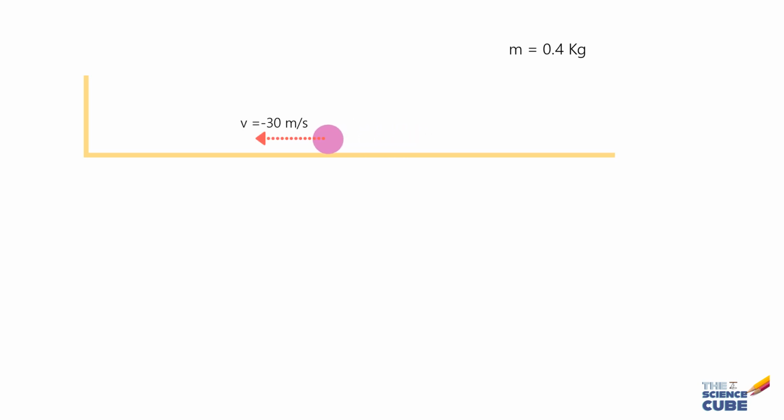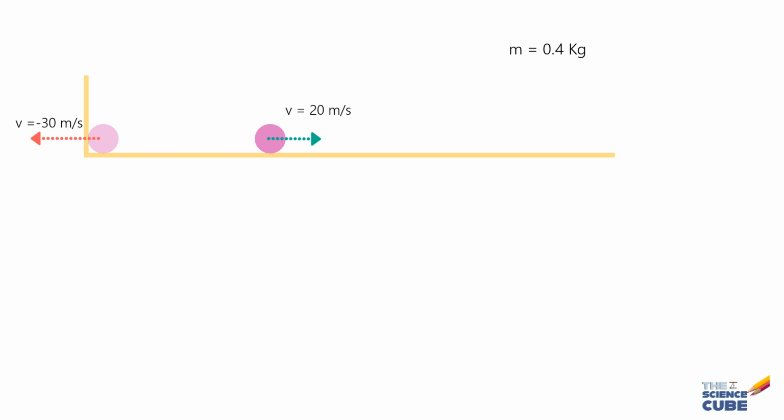So let us work around an example that will bring a lot of clarity to the topic. And what we have here is a ball of mass 0.4 kilogram thrown against a brick wall. It moves horizontally at 30 meters per second and rebounds horizontally at 20 meters per second.